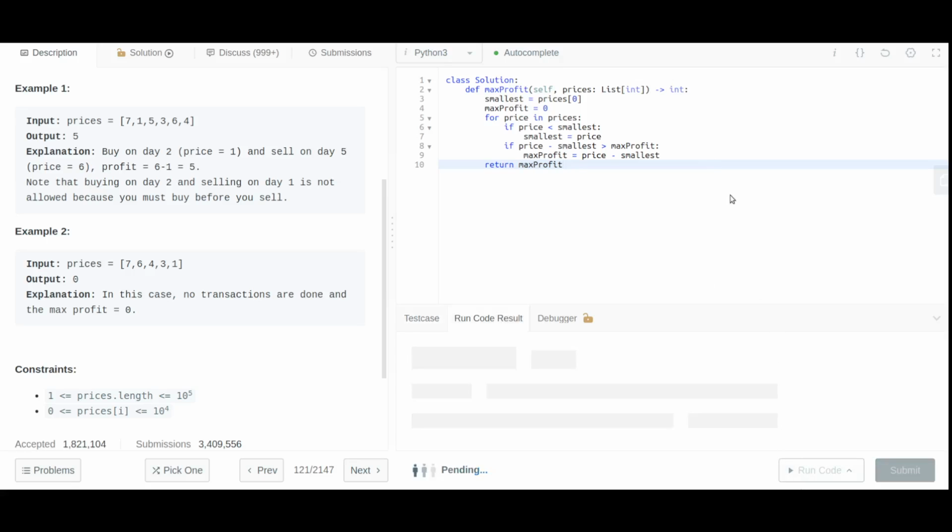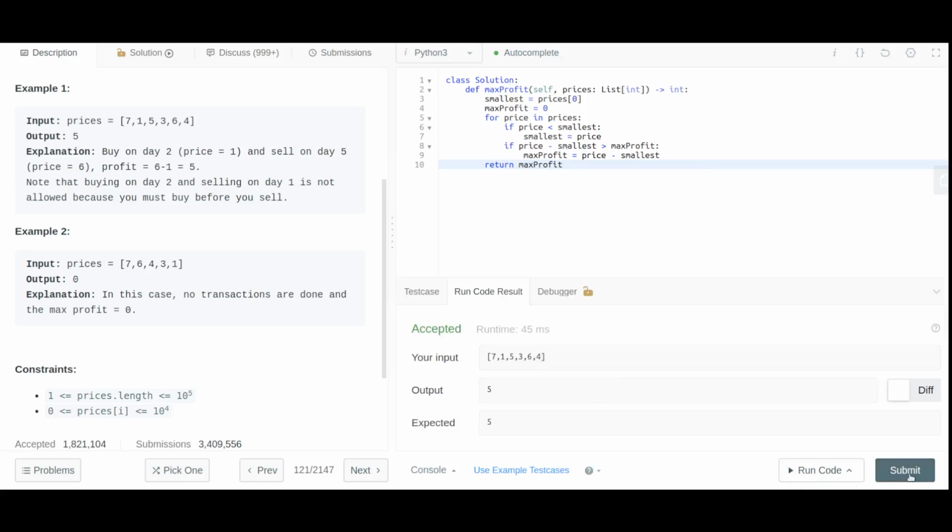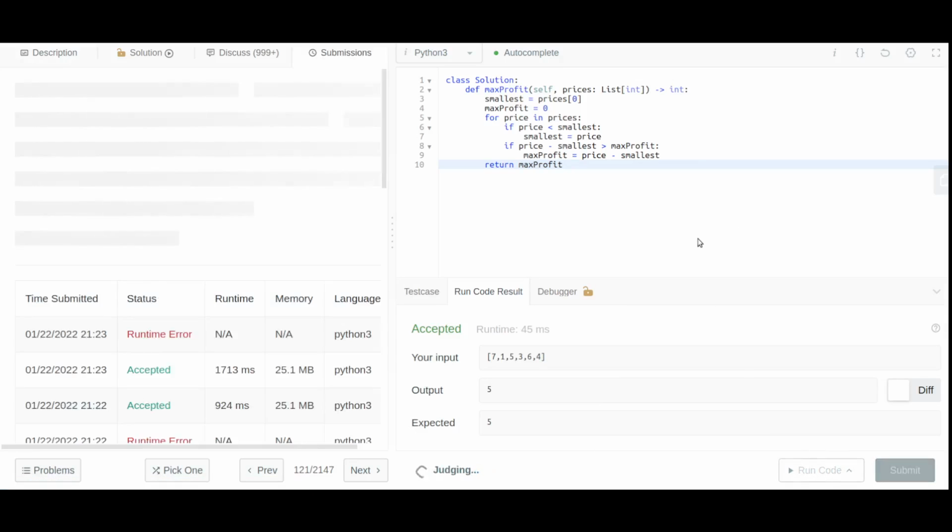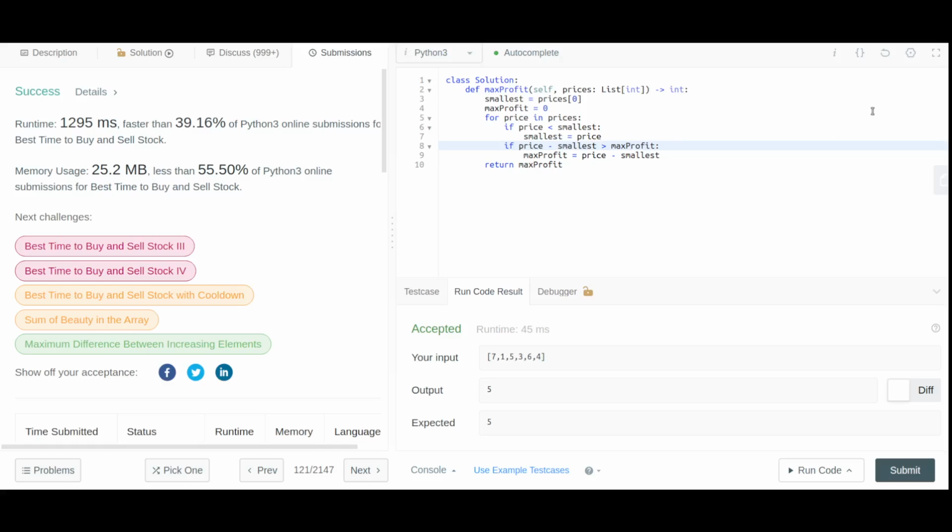So let's run this code, see it passed, and submit it. And we pass all the test cases.